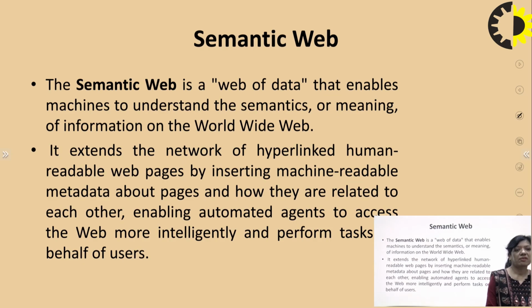Now the question is, what is the semantic web? The semantic web is a web of data that enables machines to understand the semantics, or meaning, of information on the World Wide Web. It extends the network of hyperlinked human-readable web pages by inserting machine-readable metadata about pages and how they are related to each other, enabling automated agents to access the web more intelligently and perform tasks on behalf of users.